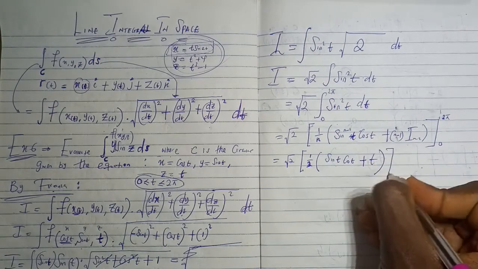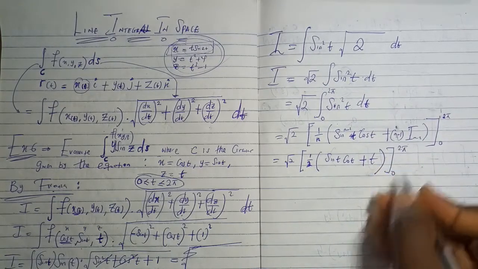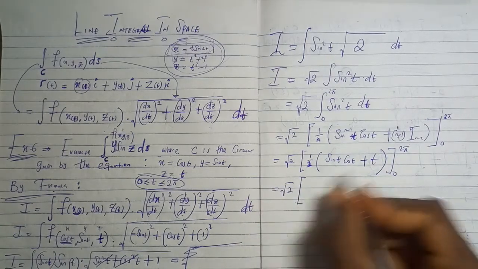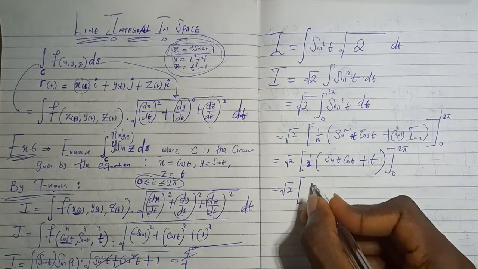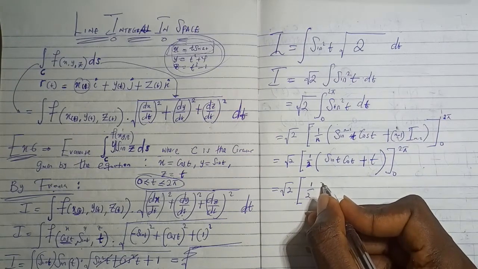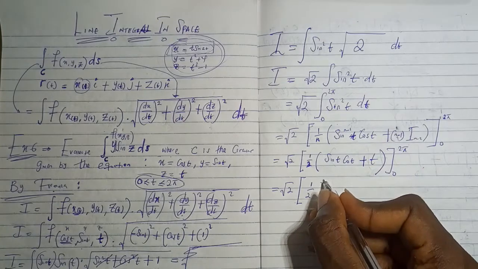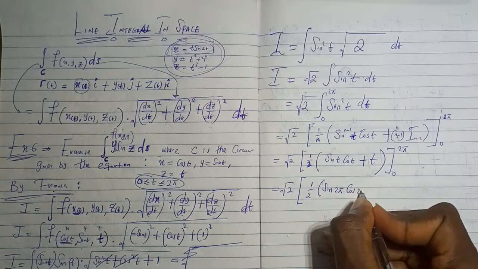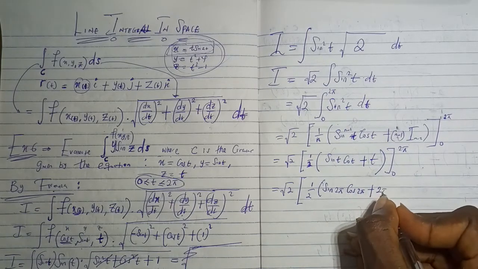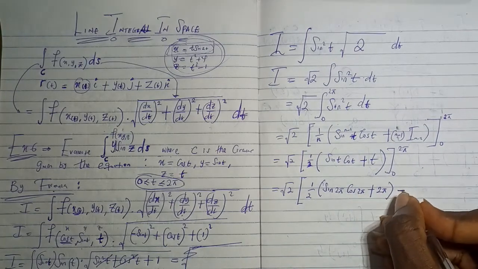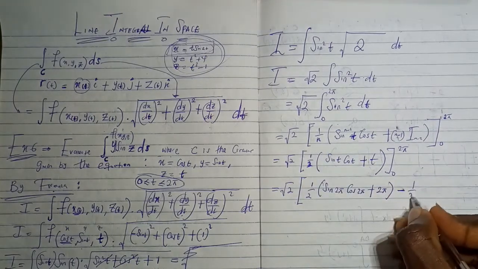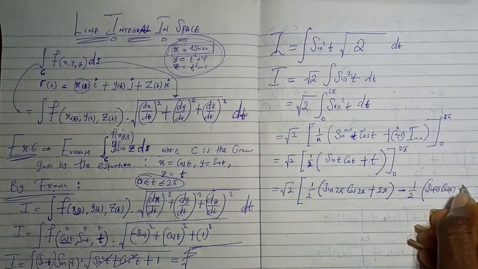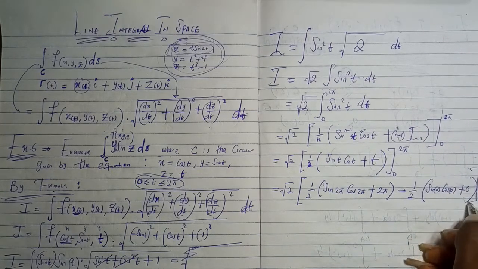So then you put the lower limit and the upper limit. So let's start. Here in this case, I should have root 2. Let's put in the upper limit. For the upper limit, I will have 1 over 2 times sine t, which is 2 pi, right? And I have cos 2 pi. Then plus t, which is also 2 pi. Minus, when I put in the lower limit, I will have 1 over 2 sine 0 cos 0, then plus 0, right? So that's what I will have.